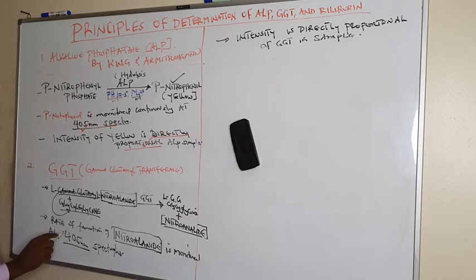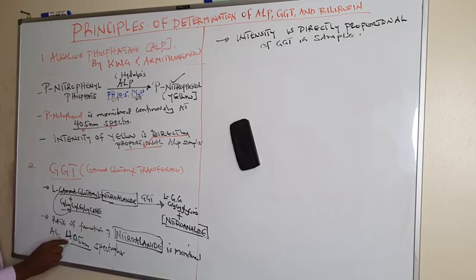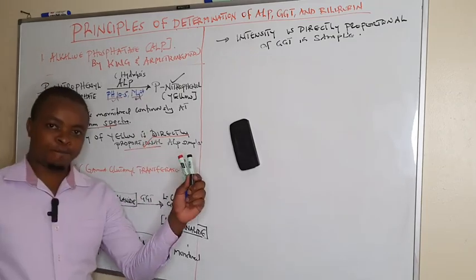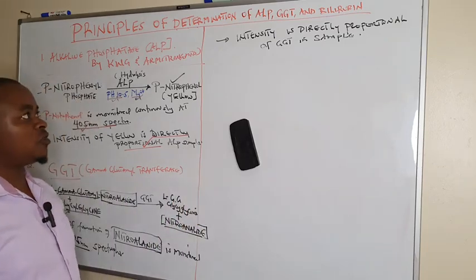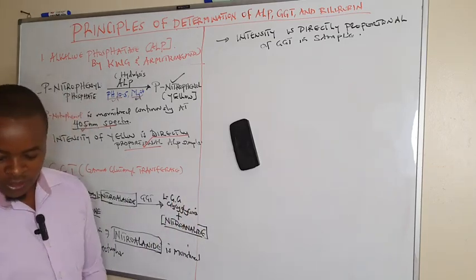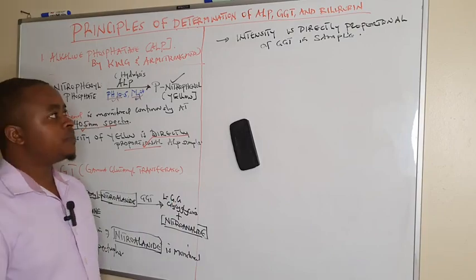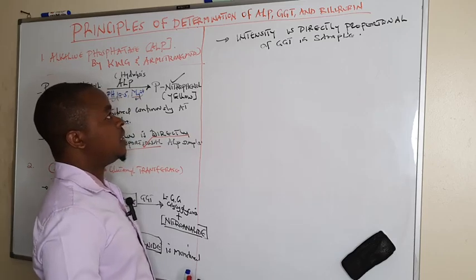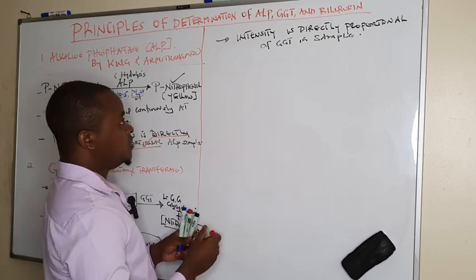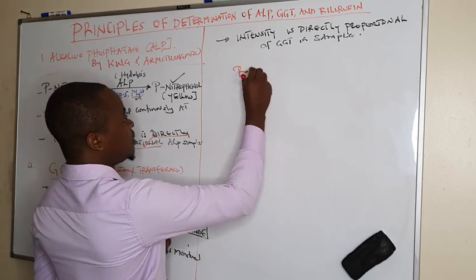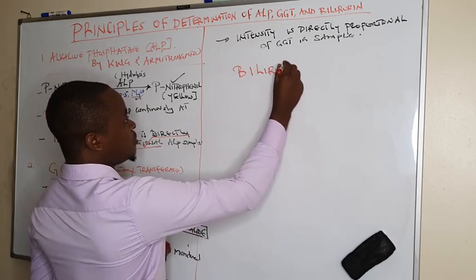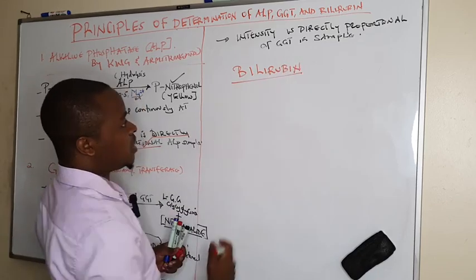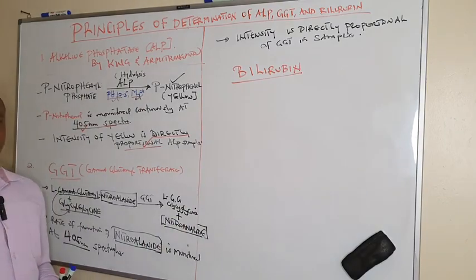spectrophotometrically at 405 nanometer wavelength, and the intensity is directly proportional. So that is what we can talk about GGT. Then lastly is to talk about bilirubin, and this bilirubin contains both total and direct bilirubin. It contains indirect and direct.